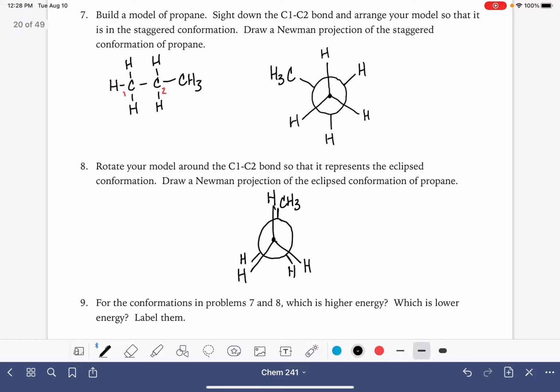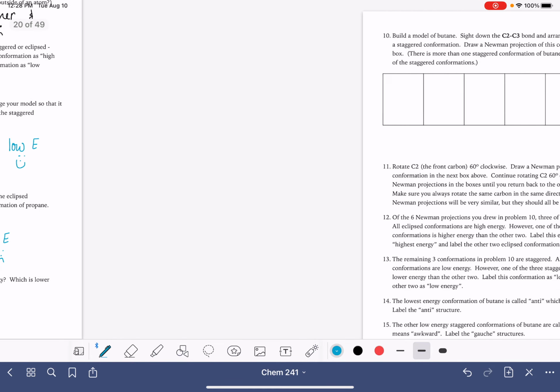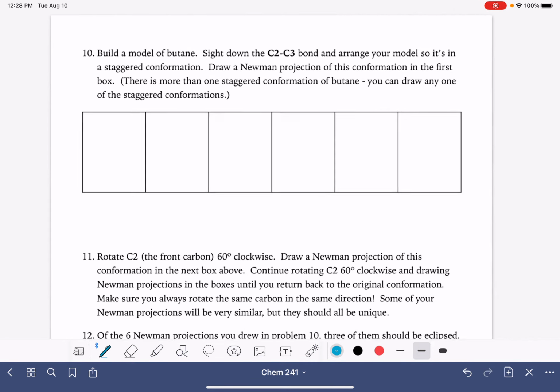Which one is high, which one is low in terms of energy? Of course, due to steric hindrance, this is going to be our high energy, unhappy conformation. This is going to be our low energy, stable, happy conformation because the atoms are all spread out. And now we are moving on to butane.